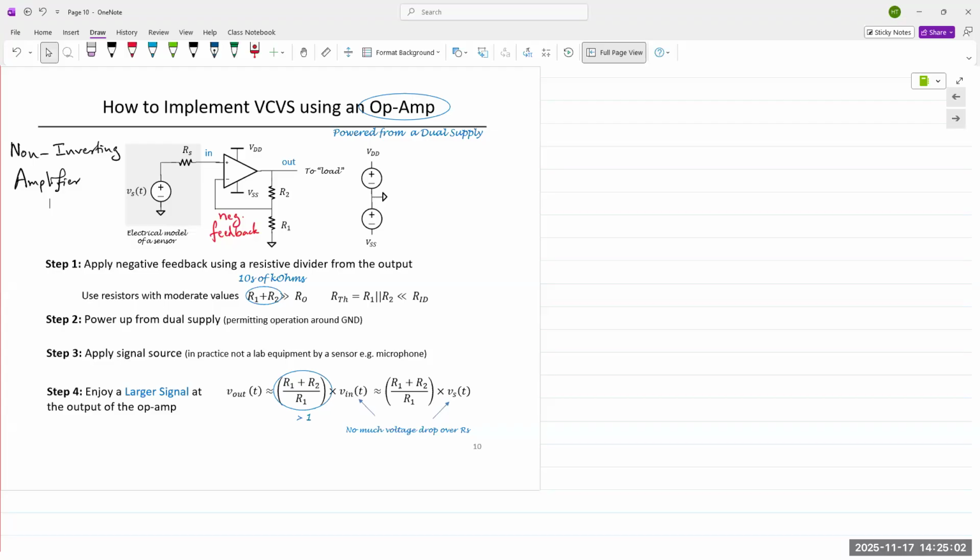We have the inverting terminal, which is the minus, and the non-inverting terminal, which is the plus. If we feed the source input into the inverting terminal, it is known as an inverting configuration. If it's fed into the non-inverting terminal, it is known as a non-inverting configuration. I will briefly explain the differences in the output of both.